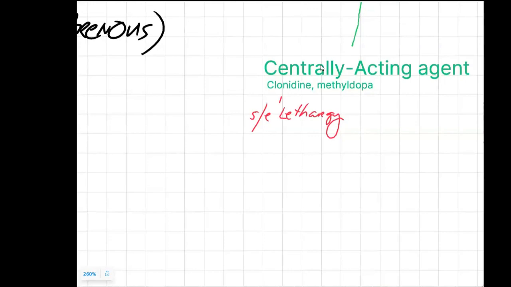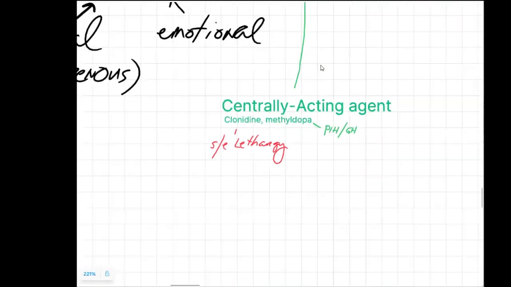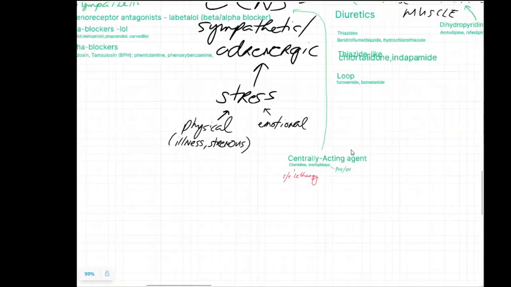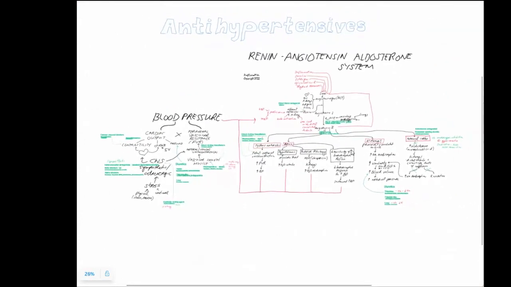Methyldopa is commonly indicated for pregnancy-induced hypertension, otherwise known as gestational hypertension. That's one of the most common drugs that is administered in pregnancy for hypertension. And so there you have it. That is all of the antihypertensives in a nutshell.